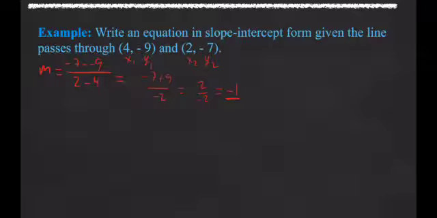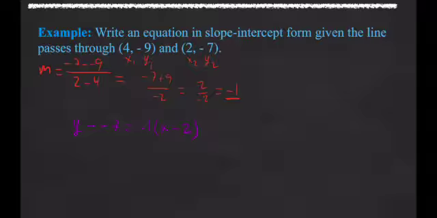What we can do is plug any of these points in. We will end up with the same exact slope-intercept form no matter which point we decide to use, whether we use (4, -9) or (2, -7). It will give us the same exact slope-intercept form. It does not matter which point you choose. I am going to choose, let's do (2, -7). So y minus negative 7 equals negative 1 times x minus 2. Right?